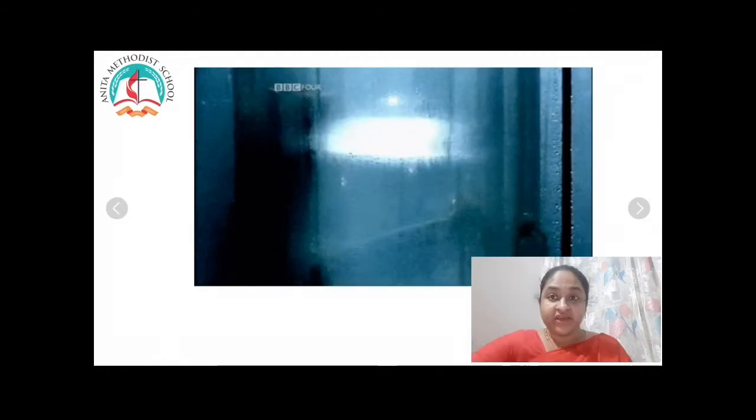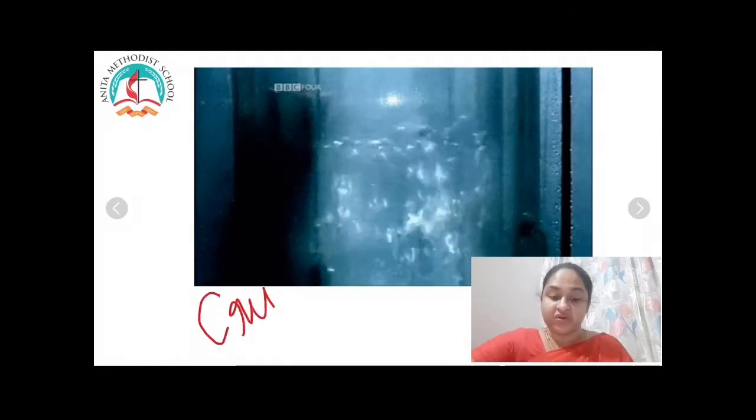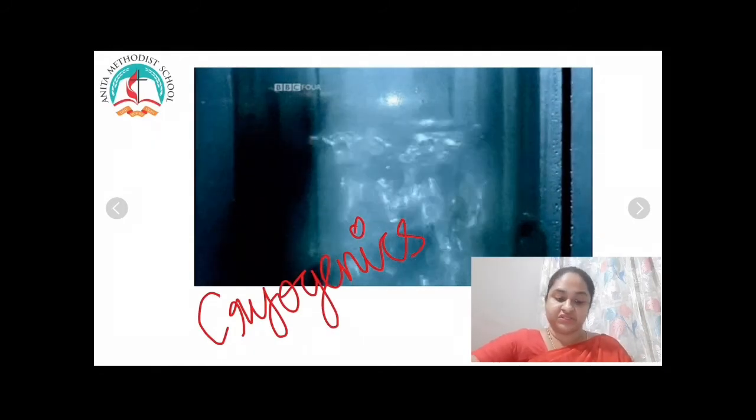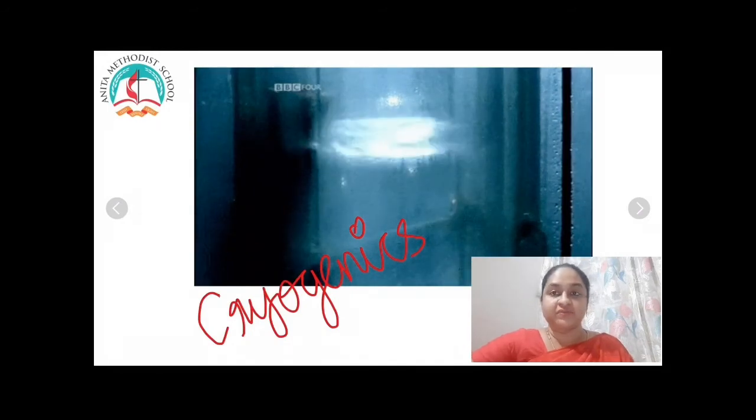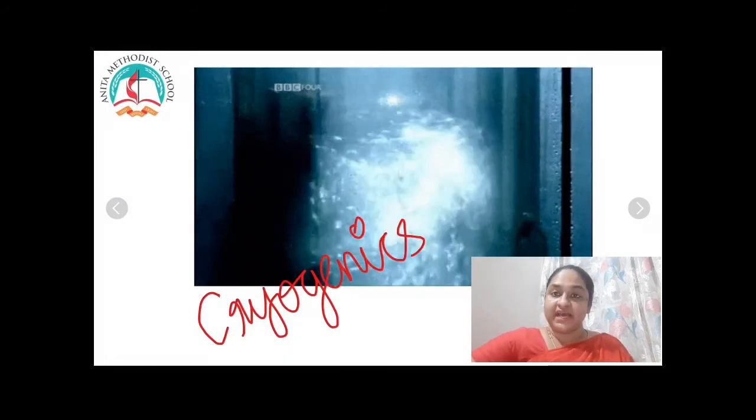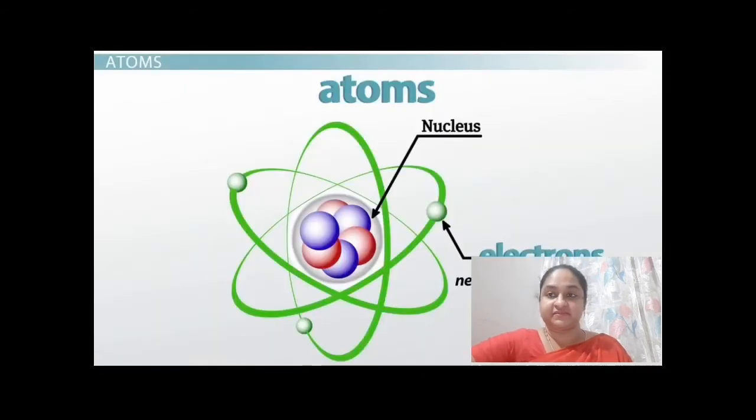Cryogenics is the scientific study of materials at extremely low temperatures. Cryo is a Greek word which means cold and genic is producing. So this term is usually encountered in the context of physics, material science and medicine.